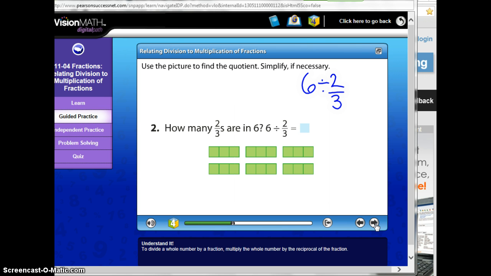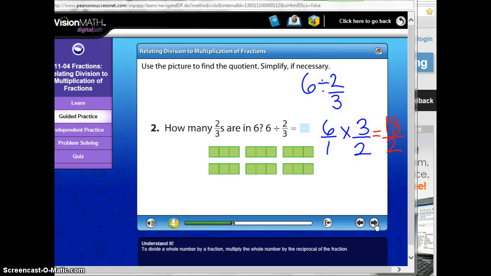Who can talk me through this problem? Darius? We're going to flip it or the reciprocal. So now I have a problem. Now I can do this, right? So what would you do? What would you do, Kaden? Okay, you could, and you'd get not 9. Remember, the bar means divide. 18 divided by 2?